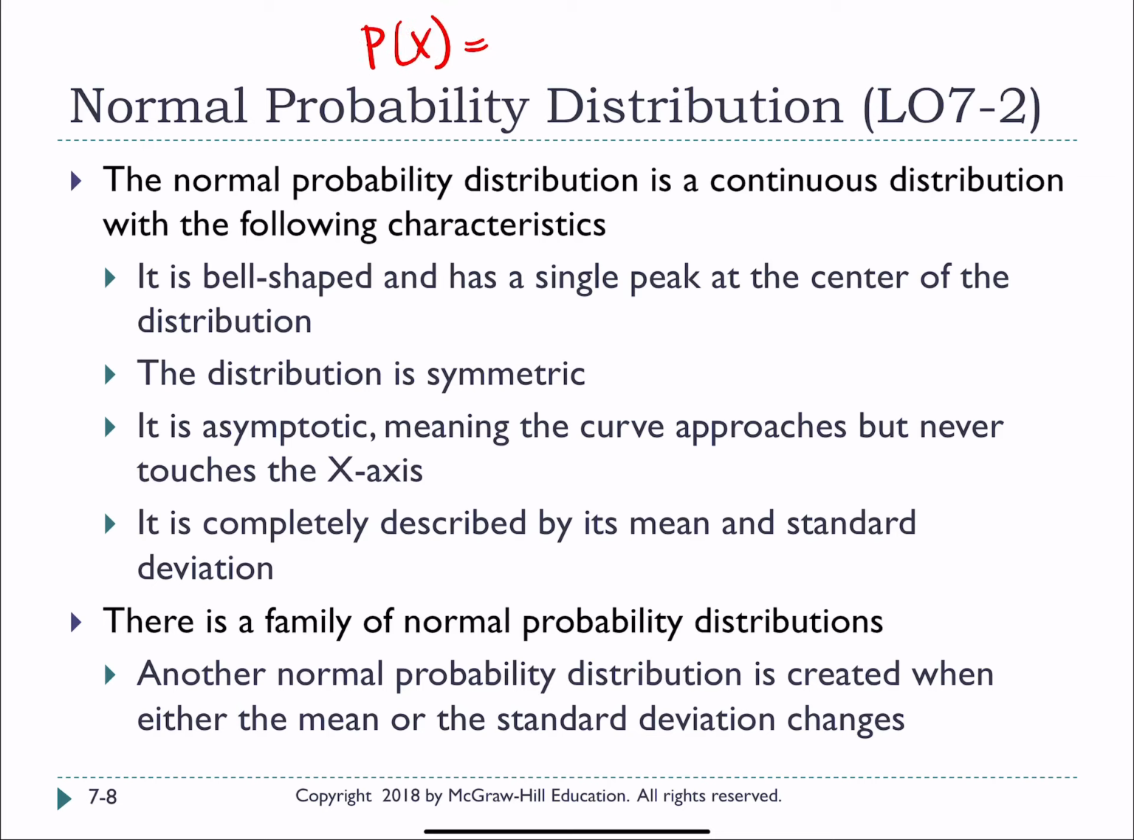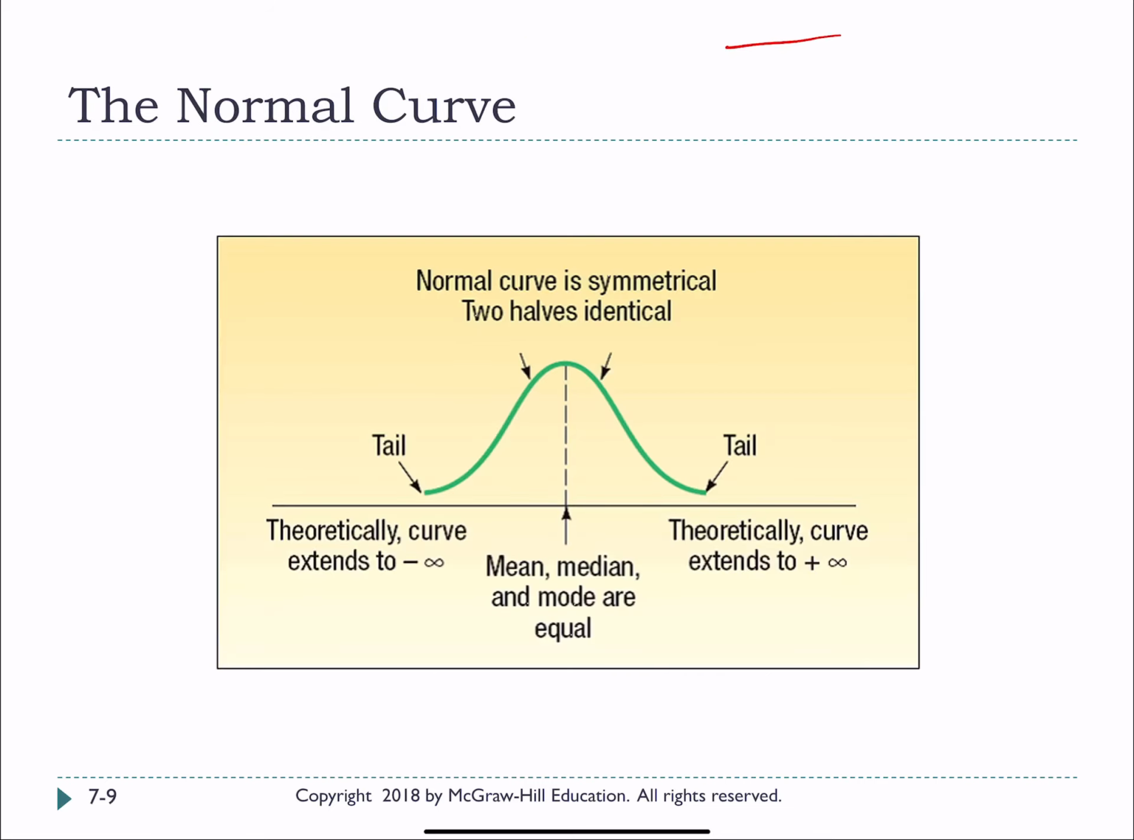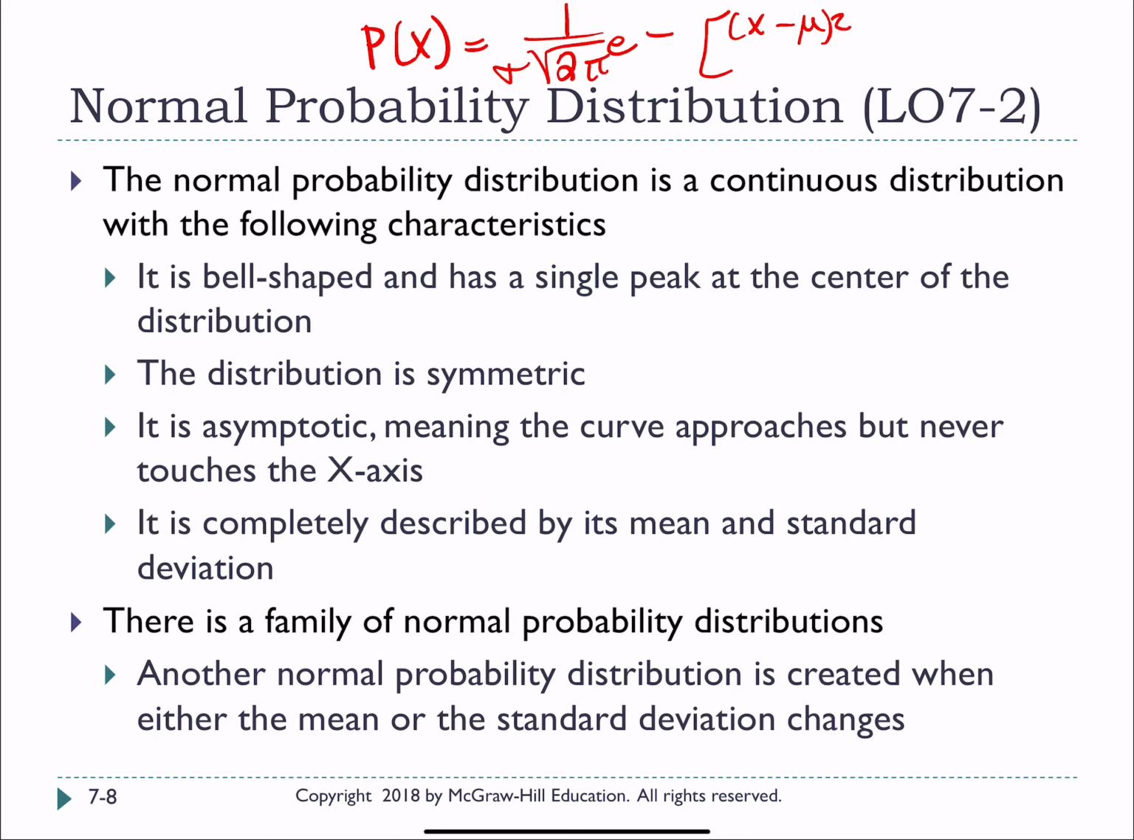So to find a probability for the normal probability distribution using the formula, it would be 1 over, don't write this down, y'all, the standard deviation times the square root of 2 times pi, raised to the e to the minus, right? The x value minus its mean, squared, divided by 2 times the standard deviation squared. We will not use this. Do not use. Okay.